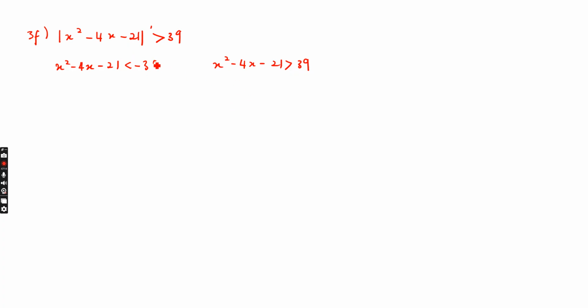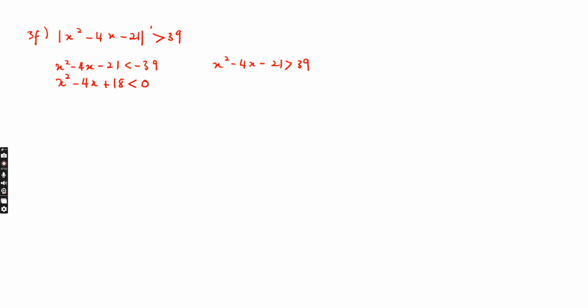Okay, now what we're going to do is make the right side 0, because we want to solve it as a quadratic function, right? So we move to the left side: x squared minus 4x, negative 21 plus 39, we're going to get 18. So less than 0 here. So this is a quadratic function, right? So we're going to solve it using factorization.